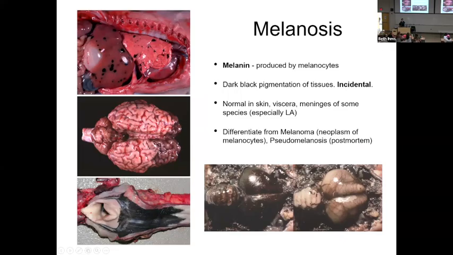All right, melanosis, a condition of melanin. So melanin is produced by your melanocytes. This causes an incidental dark black discoloration of tissues. It has no functional significance. Your job is to just see this, make a note, and move on.